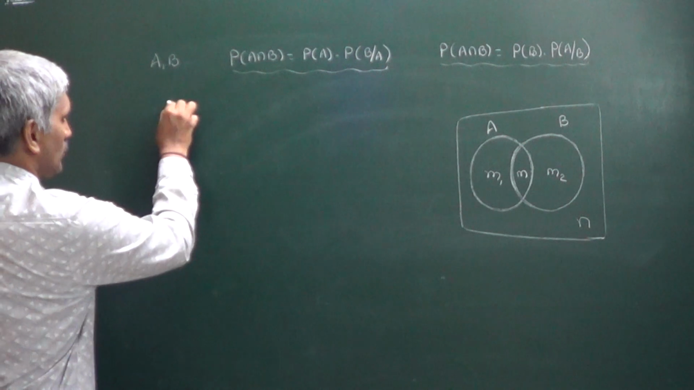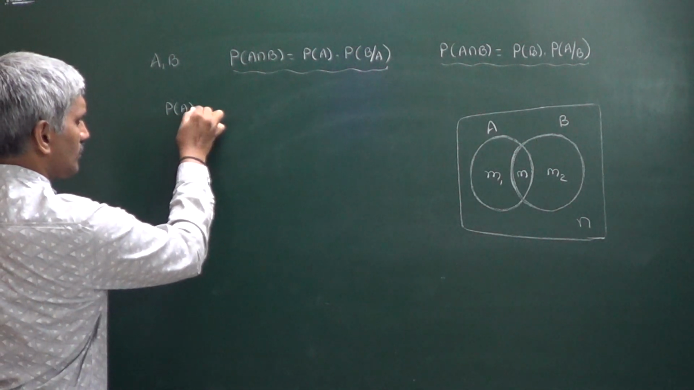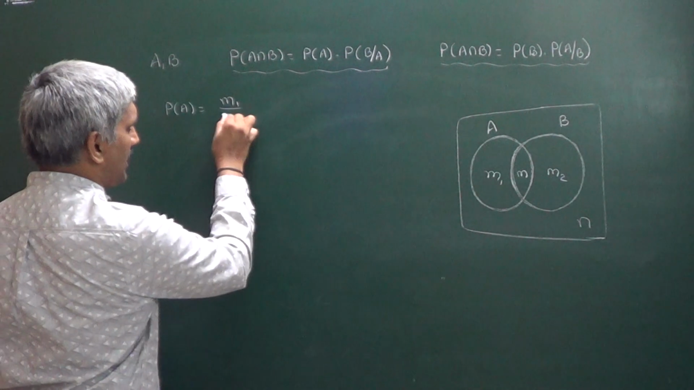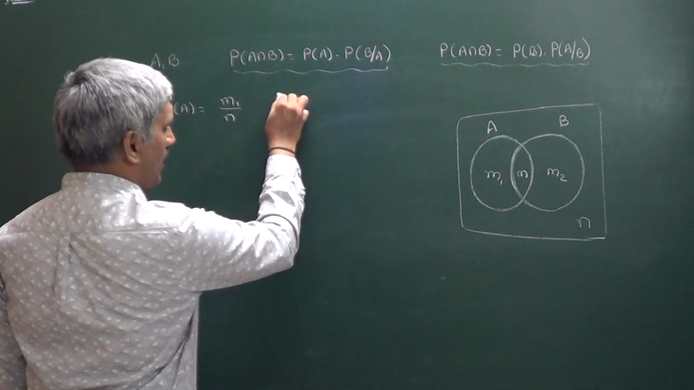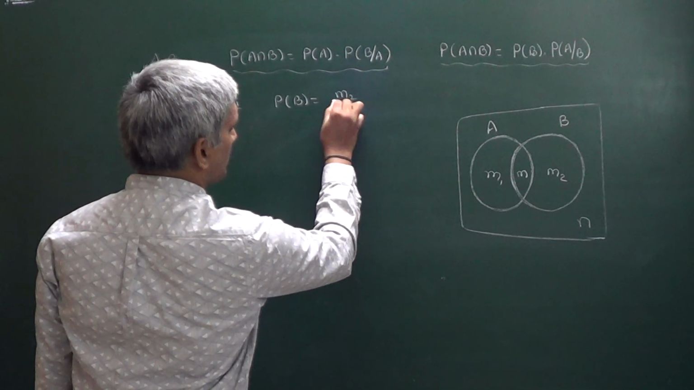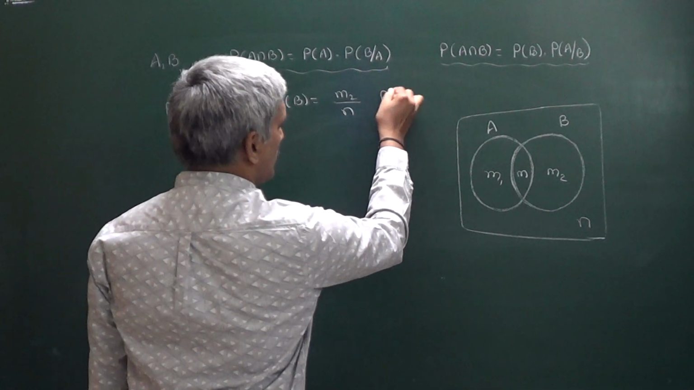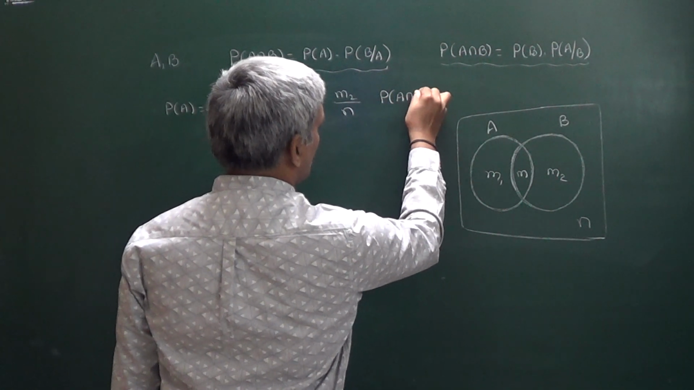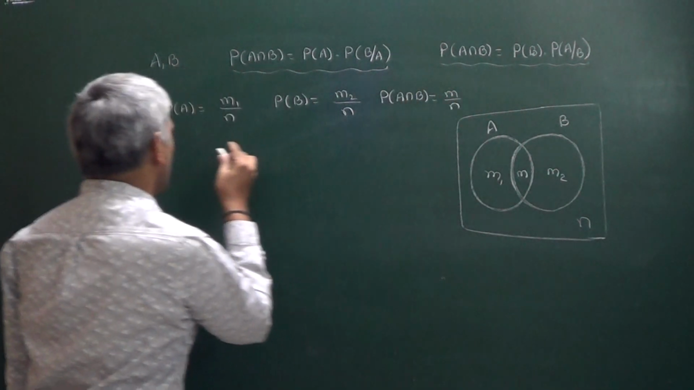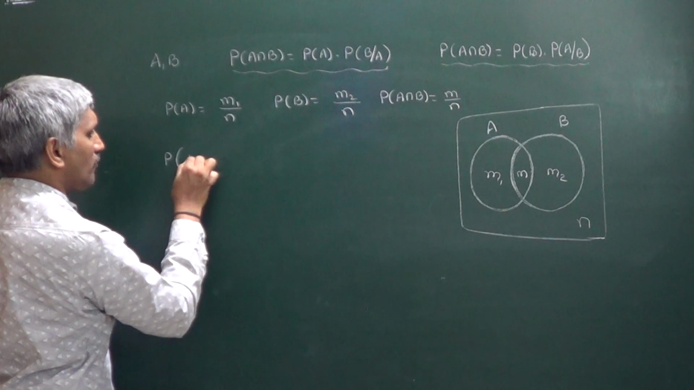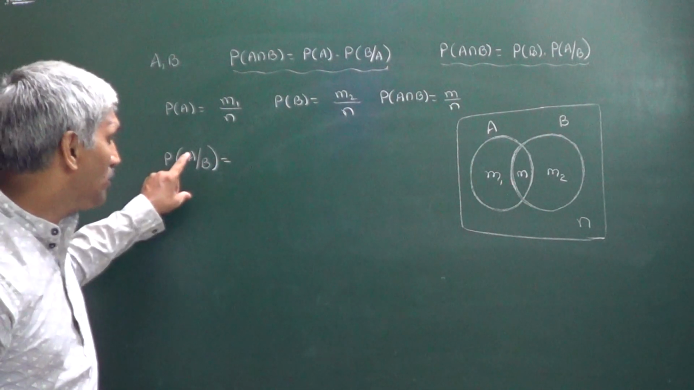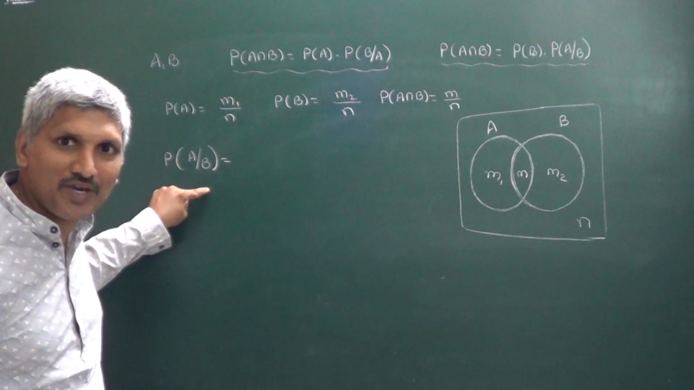Now can you tell me what is P of A? P of A is equal to favorable M1 divided by total number N. At the same time P of B is equal to favorable M2 by total number N. At the same time P of A intersection B is equal to M divided by N. Now from here, can you say what is P of A by B, the probability of A with respect to B?